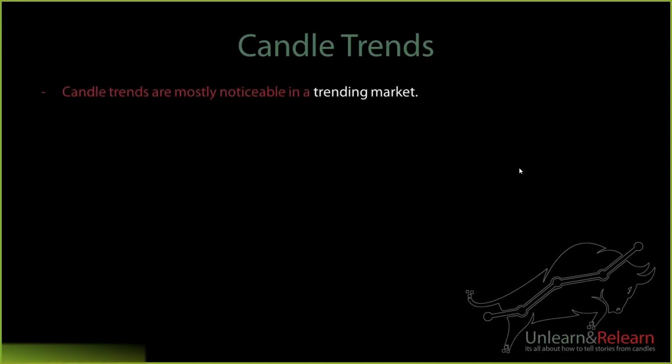Okay. Candle trends. Candle trends are mostly noticeable in trending markets. It's obviously right. Whenever you're looking at the charts, you're only looking to see, okay, is the market trending or not? So candle trends are most noticeable in a trending market. What this basically means is that a candle trend will either start from a support or a resistance. Either candles are going to start moving bullish from supports or they'll start moving bearish from resistances.